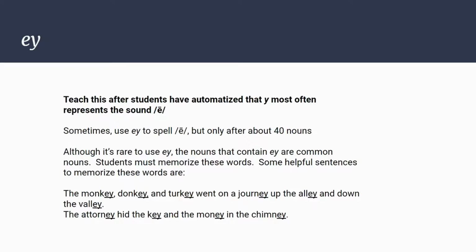Students also benefit from learning that there are only about 40 words that use EY to represent the sound E, although these words are commonly used. You may consider sharing these mnemonic sentences to help students remember which words those are.